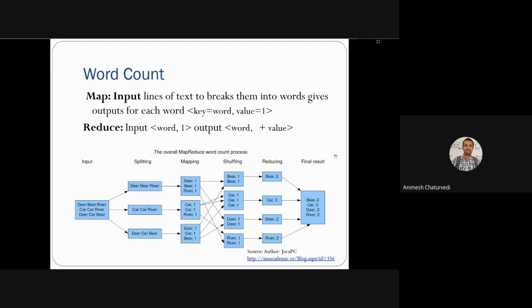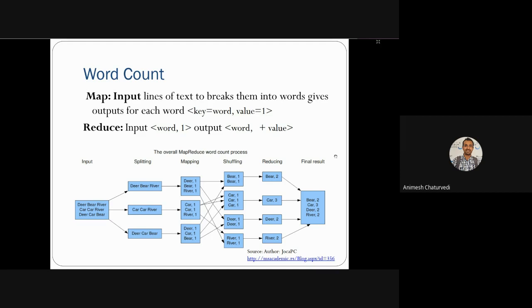So the input is like deer, beer, river, car, river, deer, car, beer. The three lines are broken into three different splits: deer, beer, river as the first split, car, river as the second split, deer, car, beer as the third split. So basically it will go to machine one or just a single machine, whatever configuration you set. So the three splits will take place like this.